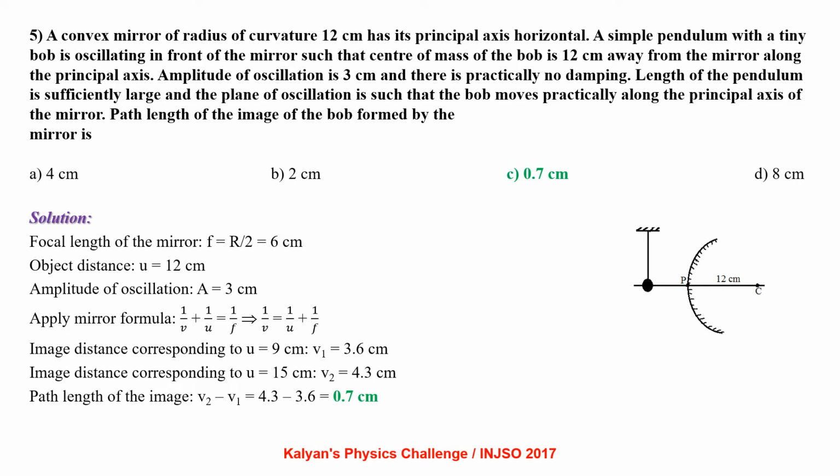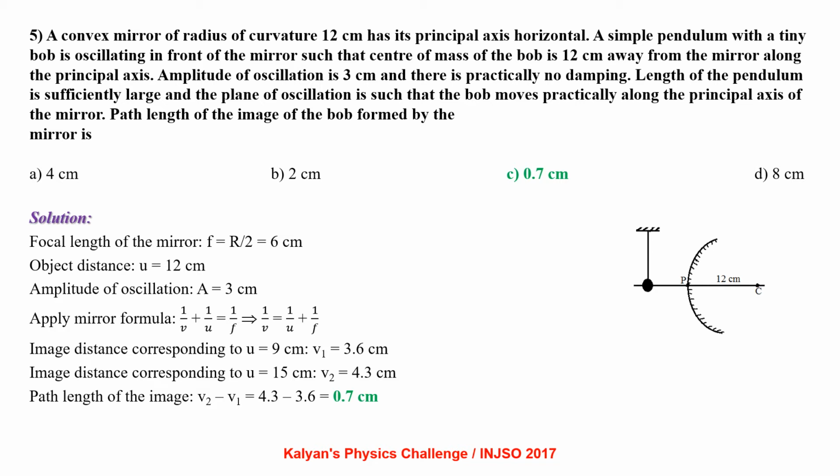Image distance corresponding to u equal to 9 cm is 3.6 cm. Image distance corresponding to u equal to 15 cm is 4.3 cm. So the path length of the image, v2 minus v1, that is 4.3 minus 3.6, which comes out to be 0.7 cm.